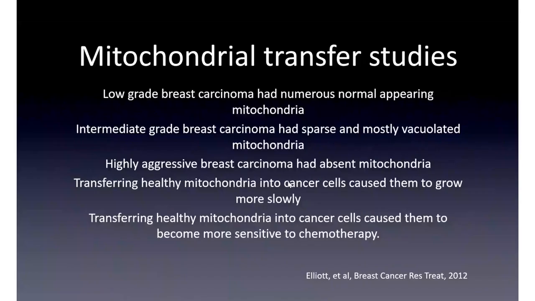And Dr. Elliott did some nuclear transfer studies. One, he noted that low-grade breast cancer had more normal and more numerous appearing mitochondria, intermediate grade, more sparse and vacuolated, and then highly aggressive breast cancer really had no mitochondria. And what he found was that when he transferred normal or healthy mitochondria into cancer cells, it caused them to grow more slowly, and it caused them to become more sensitive to chemotherapy.